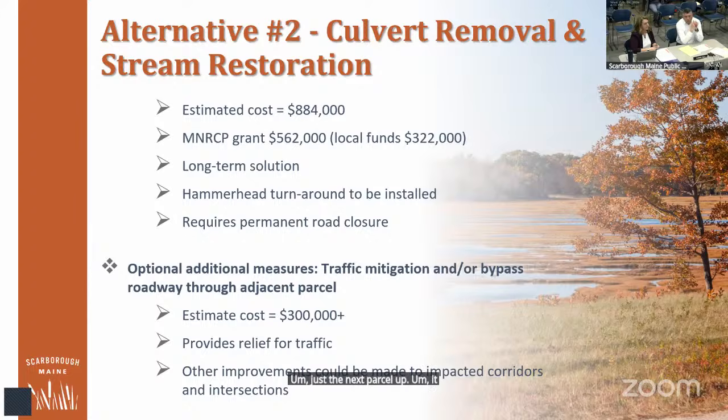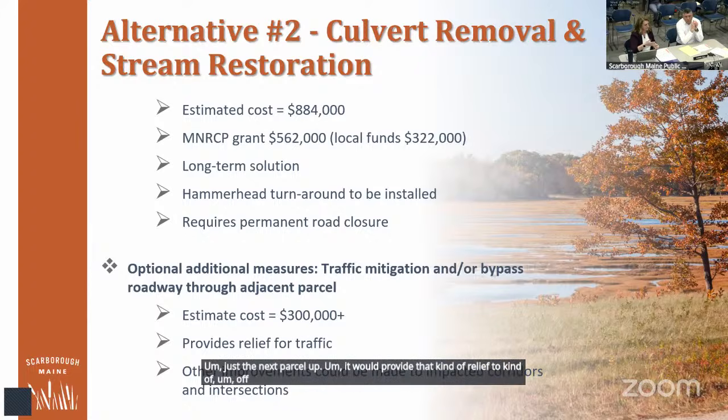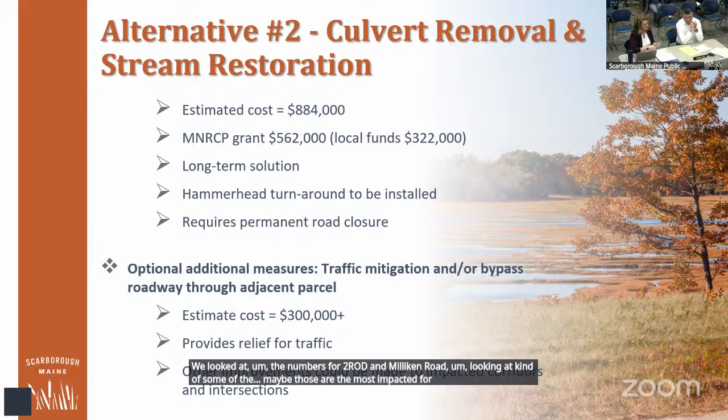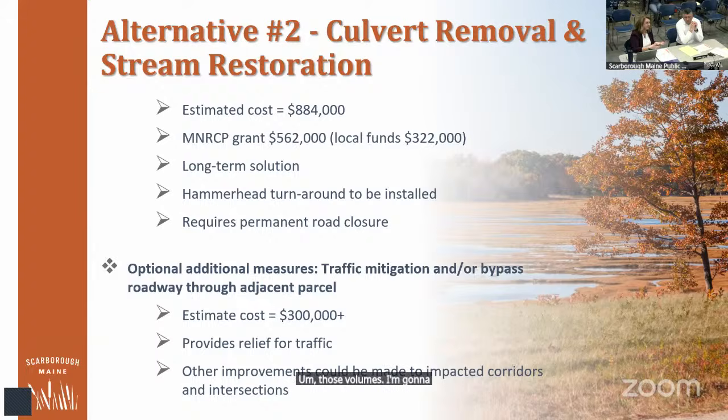It would provide relief to offset some of the traffic that's going down, probably Two Rod Road. And then we looked at, are there other things that need to get mitigated for traffic? I will say, we did look at traffic counts for Scotto Hill Road prior to the closure. We looked at the numbers for Two Rod and Milliken Road, maybe the most impacted by changes in traffic. Those volumes, I'm going to say pre-culvert failure, are very low. Some of the lowest numbers.